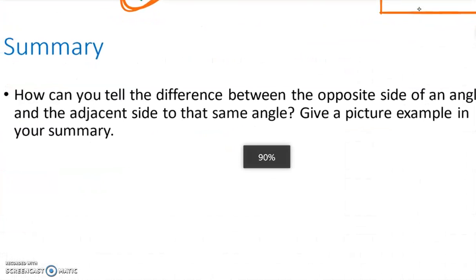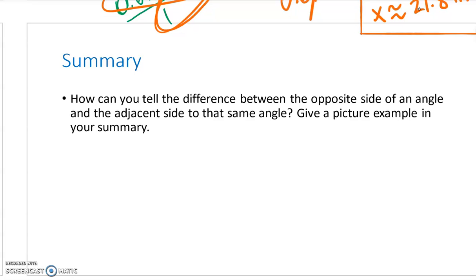So in your summary, do a great job. Skip a line, write summary. How can you tell the difference between the opposite side of an angle and the adjacent side of that same angle? And maybe give us a picture of the example of what you mean by that.